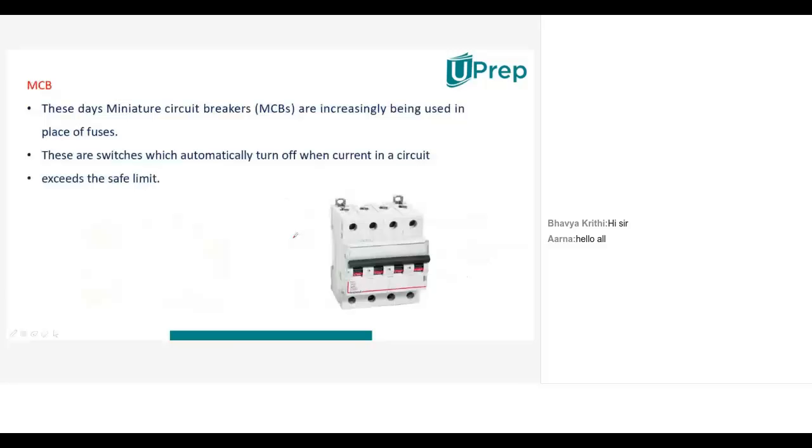MCB. Nowadays, we are using miniature circuit breakers. Okay, tell me, Priscilla, what metal do we use for an electric fuse? Generally, thin wires like nickel wire will be there, and even very thin copper wire we can use.